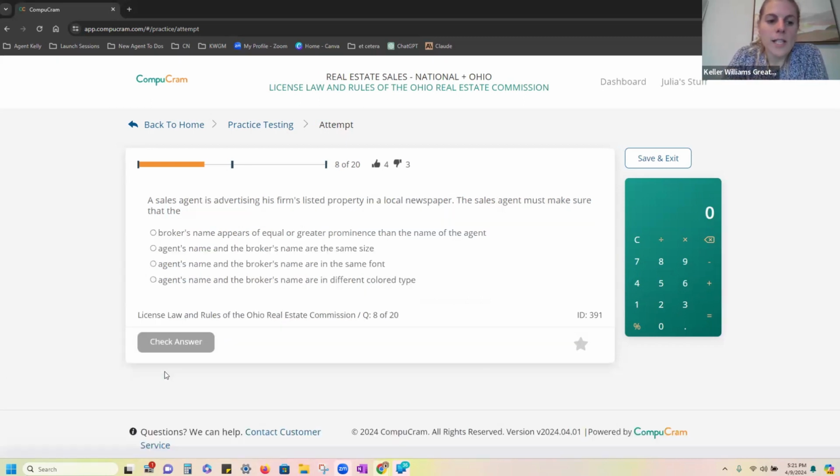All right. A sales agent is advertising his firm's listed property in a local newspaper. The sales agent must make sure that the A, broker's name appears of equal or greater prominence than the name of the agent. B, agent's name and the broker's name are the same size. C, agent's name and broker's name are the same font. D, agent's name and broker's name are different color types.